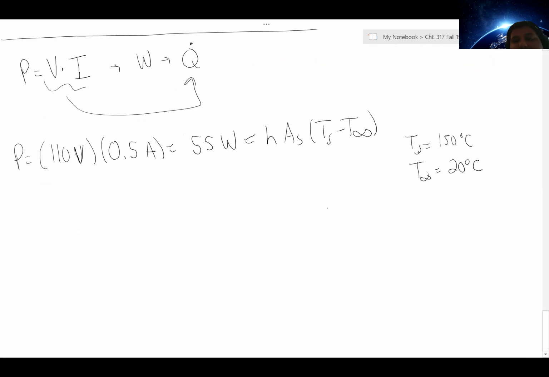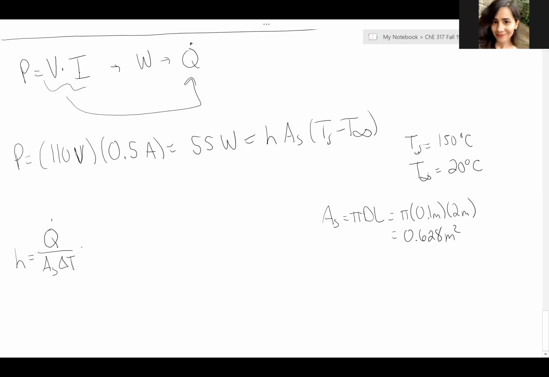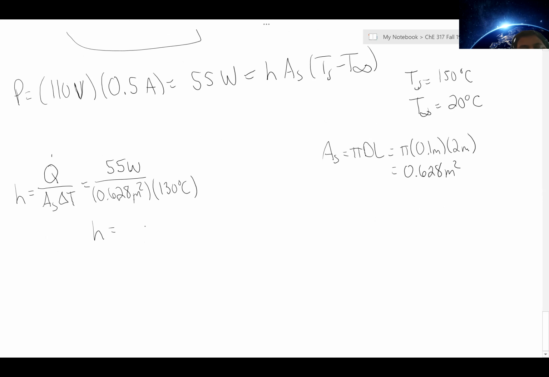And the area can be obtained assuming only the outer surface and not the ends are emitting heat. We get surface area approximately pi d L, or pi times the diameter, 0.1 meters, times the length, which is 2 meters, which gives us an approximate area of 0.628 square meters. To solve for the heat transfer coefficient, it's simply Q divided by the surface area divided by the temperature gradient, or 55 watts divided by the area, 0.628 square meters, divided by the gradient, 150 minus 20, or 130 degrees Celsius. You do this and you get a heat transfer coefficient of 0.67 watts per meter squared Kelvin.